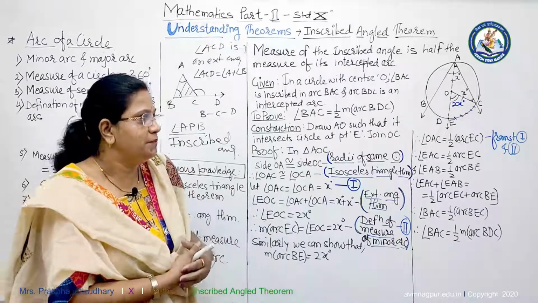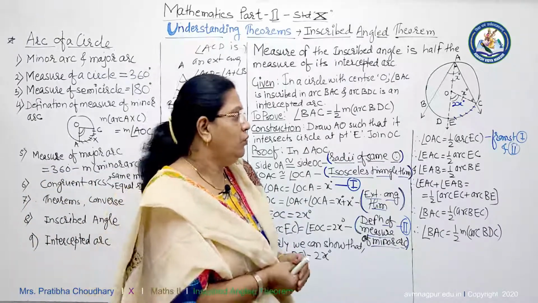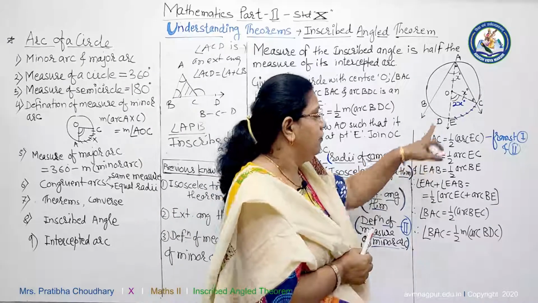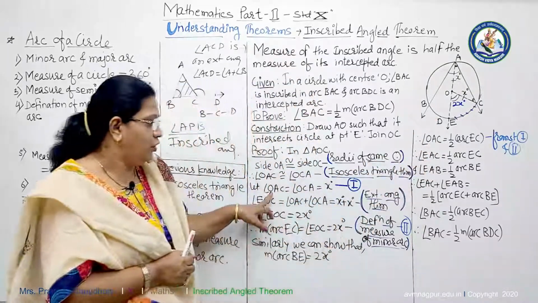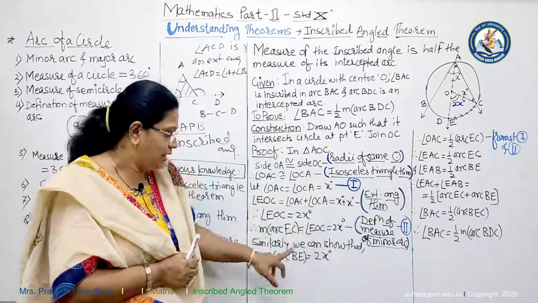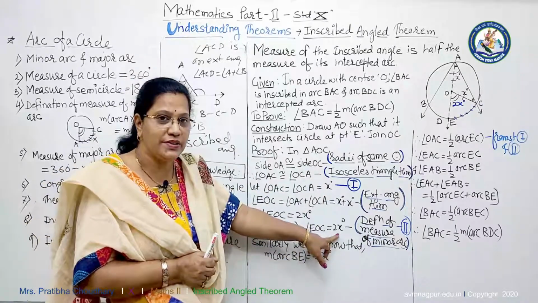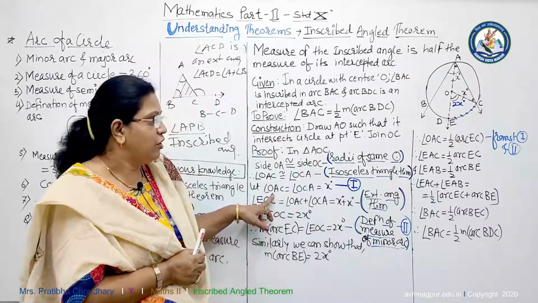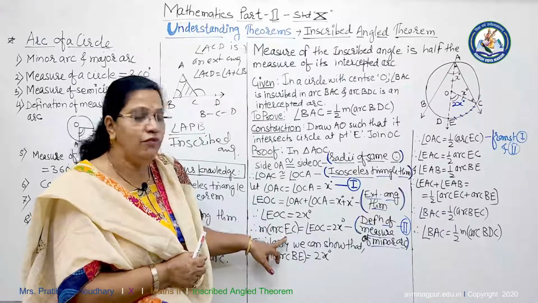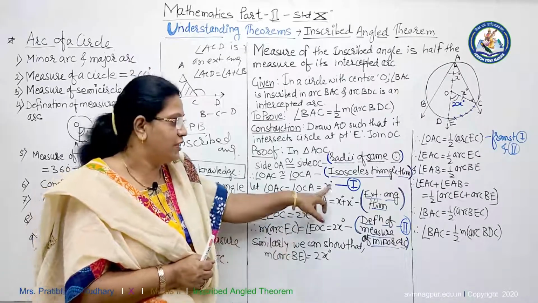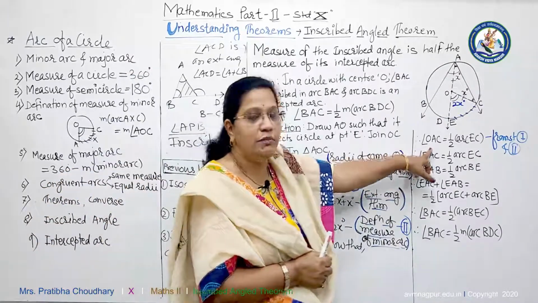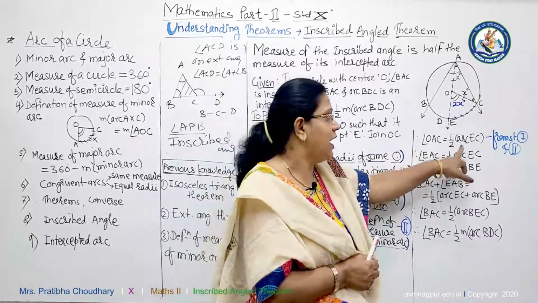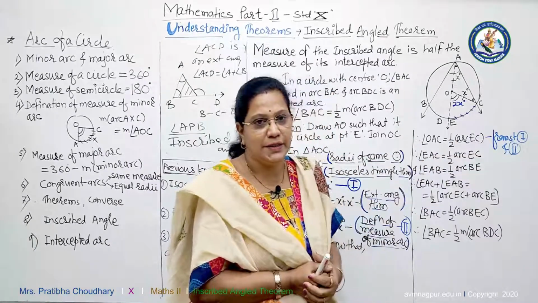After showing this, now this is the triangle. We know that measure of angle OAC is x and measure of arc EC is 2x. That means measure of angle OAC is half of the arc EC. So from statements 1 and 2, we got measure of angle OAC is half of the measure of arc EC.